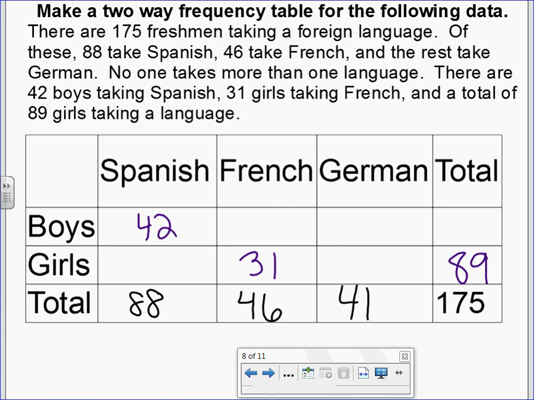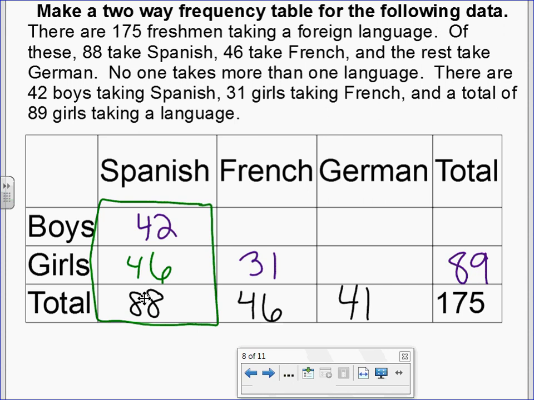Alright, this chart is slightly bigger than our card chart, wasn't it? Where would be a good place for me to go next? I'm seeing two places I could go next. Hannah? Spanish girls. So she wants to do Spanish girls because we know 2 of the 3. I love that idea. So what is 88 minus 42? 46. I agree.